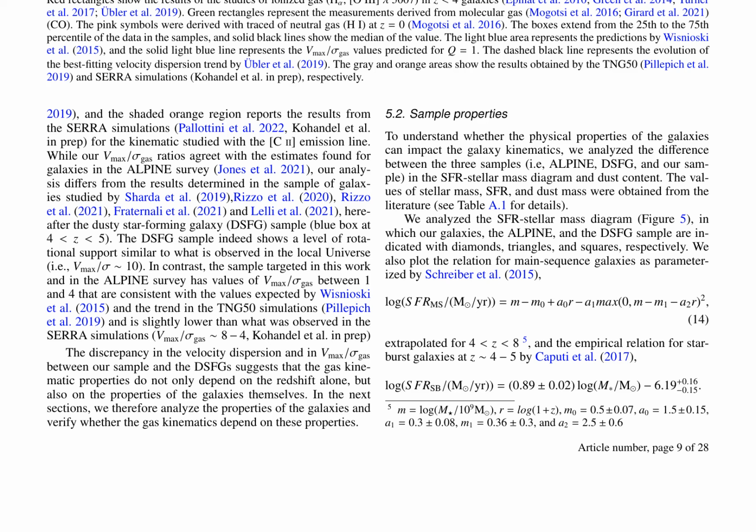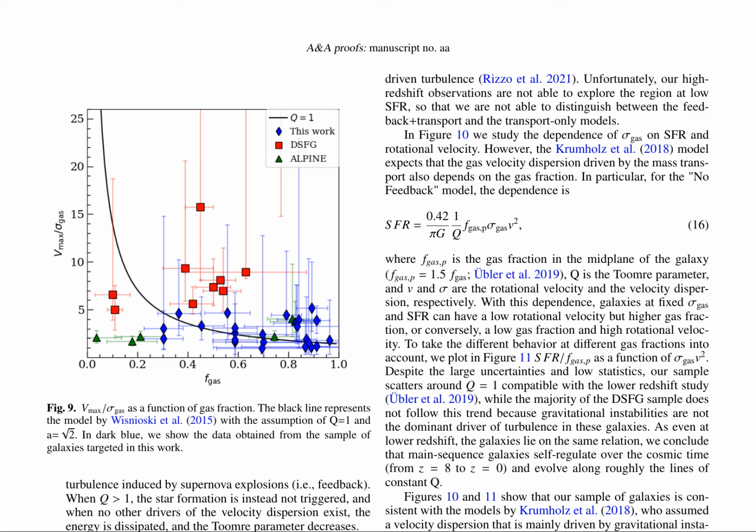The paper explores the relationship between Vmax/σ_gas and galaxy properties such as stellar mass, dust mass, and gas fraction. Low-redshift studies have shown a dependence of Vmax/σ_gas on stellar mass, where more massive galaxies have higher Vmax/σ_gas values. The TNG50 and SARA simulations predict a similar or stronger dependence on stellar mass, respectively, with Vmax/σ_gas remaining almost constant for 6 < z < 8.